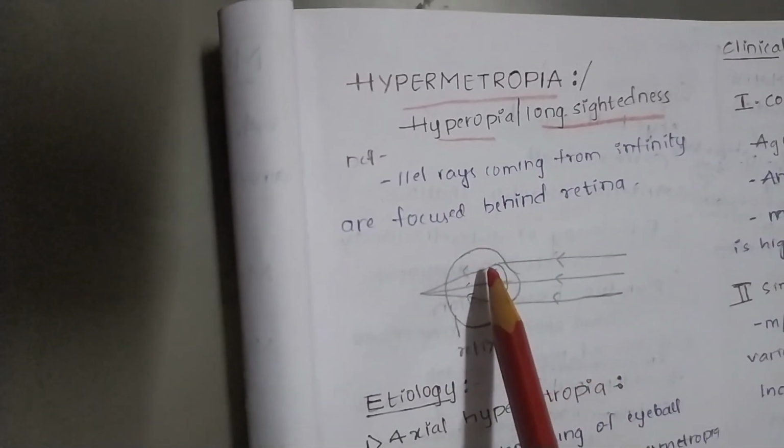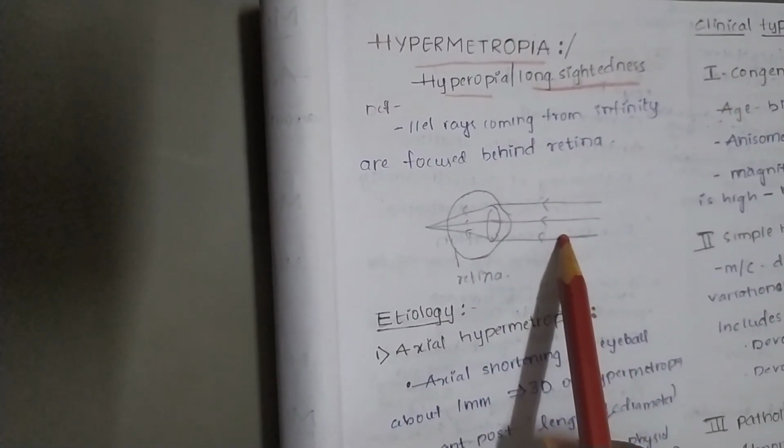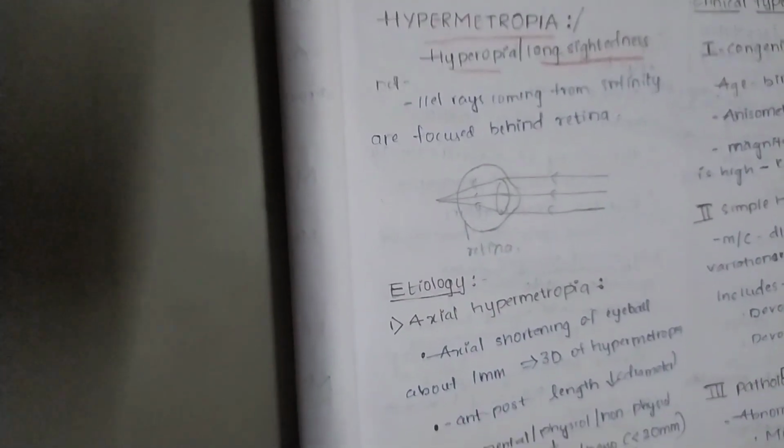Generally, they have to be focused on the retina. In this case, the parallel rays coming from infinity are focused beyond the retina. So, the image is not formed properly, and we see a blurred image. So, what is the etiology? What is its cause?